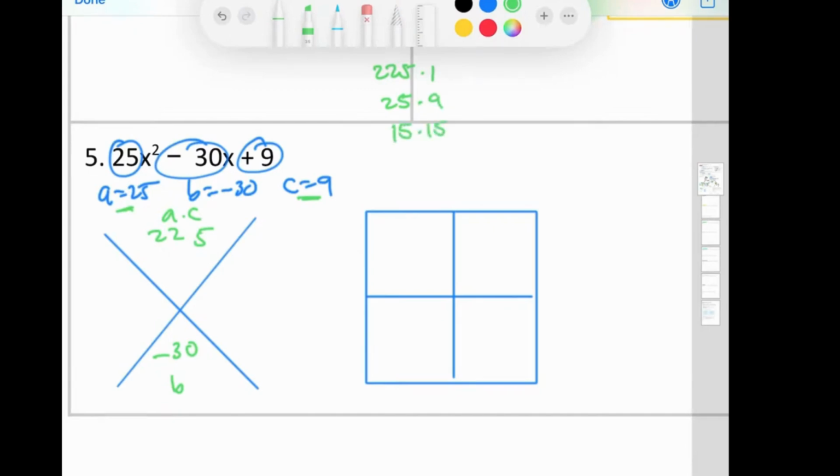15, I believe. 15 squared. Oh, I think I got a winner. But how do you add them to get negative 30? Well, that means they're both negative. Negative 15 times negative 15 is 225, and negative 15 plus negative 15 is negative 30.